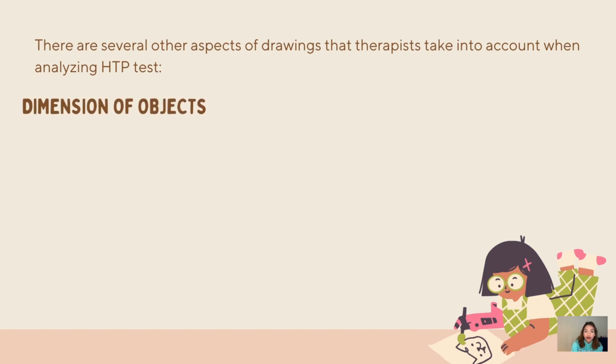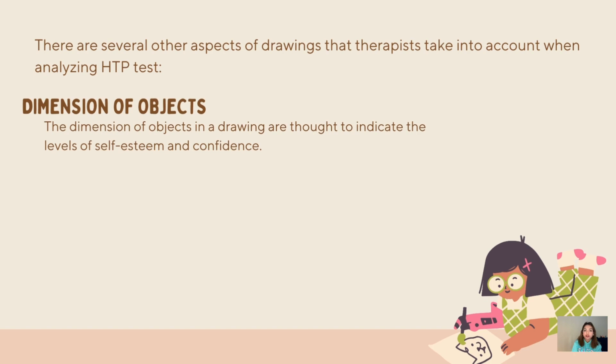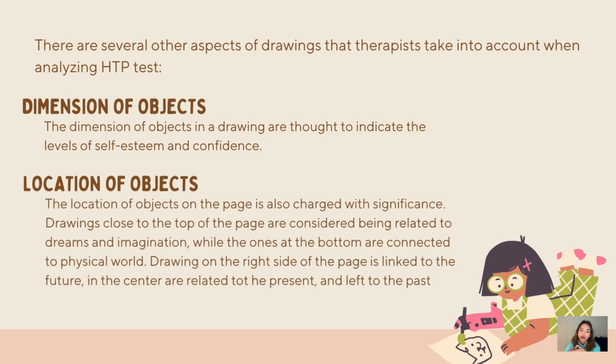First, we have the dimension of objects. The dimension of objects in the drawings is thought to indicate the levels of self-esteem and confidence. Next, we have the location of objects. The location of objects on the page is also charged with significance. Drawings close to the top of the page are considered related to dreams and imagination, while the ones at the bottom are connected to the physical world. Drawings on the right side of the page are linked to the future, in the center are related to the present, and the left is to the past.